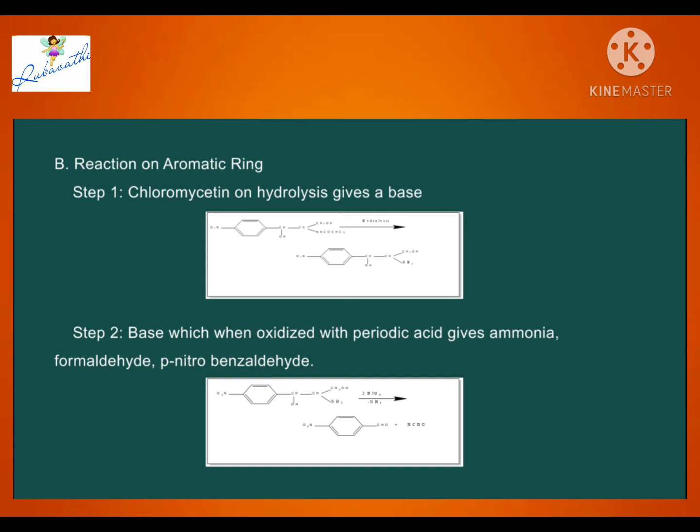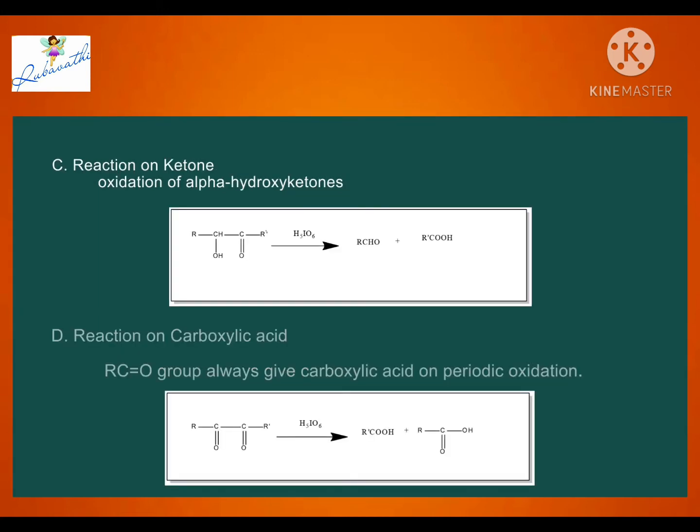Step 1. Chloromycetin on hydrolysis gives a base, and in step 2 the base, when oxidized with periodic acid, gives 1 mole each of ammonia, formaldehyde and para-nitrobenzaldehyde. Third reaction on ketone. Alpha hydroxyl ketone oxidizes to give corresponding aldehyde and carboxylic acid. Fourth reaction on carboxylic acid. Here alkyl carboxyl group always gives carboxylic acid on periodic oxidation.